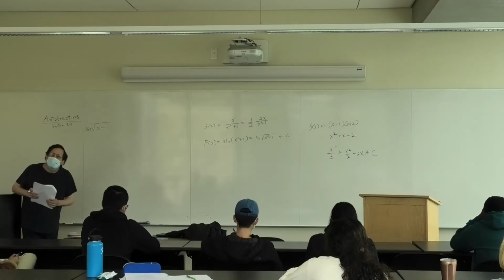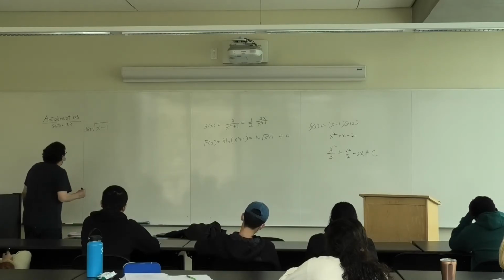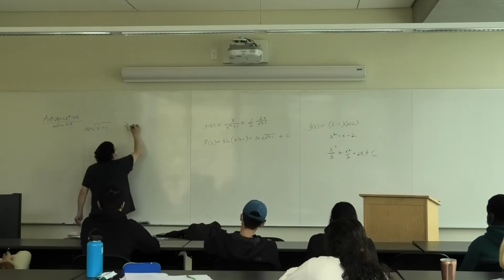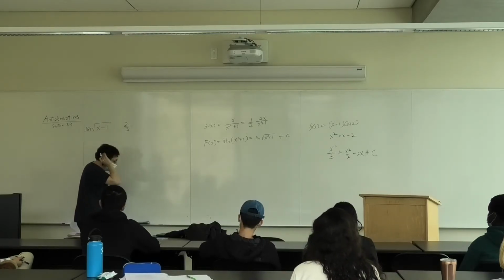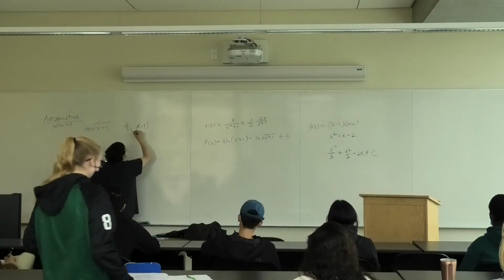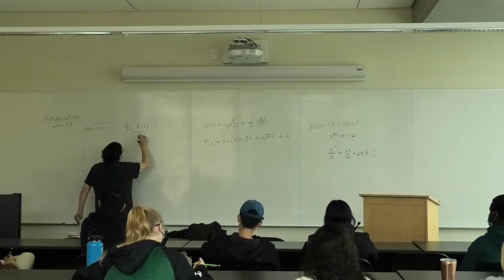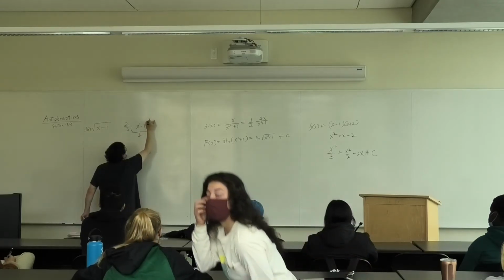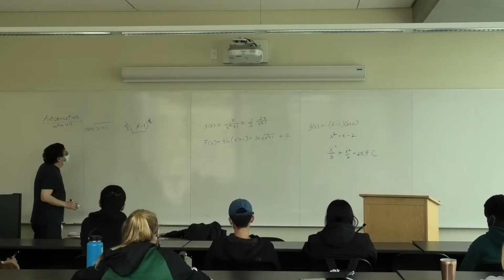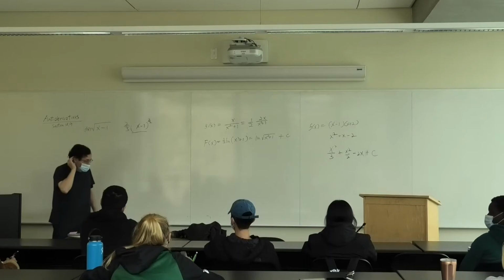Yes. 2 over 3 times x minus 1, parentheses x minus 1, to the power 3 over 2. What's the power? 3 over 2. Oh, okay. And then erase that one. Plus C. Let's see.